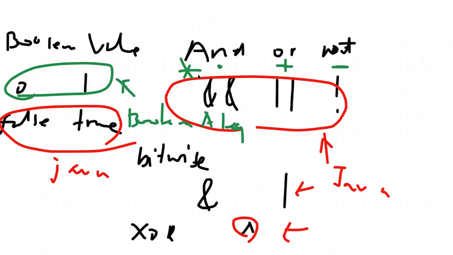Okay, need to remember that. Java's notation is Java notation, and in Boolean algebra we use mathematical terms. So we use 0, 1, multiply, plus, minus. Okay, they are different symbols for it.